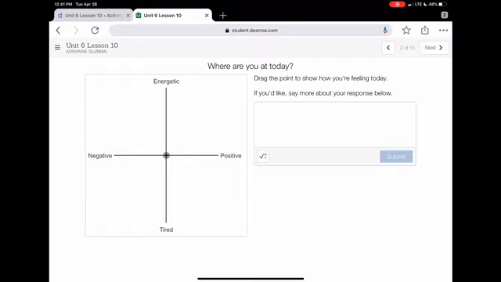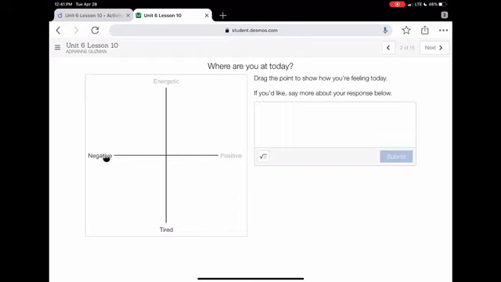So, if you see this point right here, you can actually grab it and drag. But if you notice, on the right hand side over here it says positive. Up here is energetic, down here tired, negative. Tell me where you're at. You could be feeling positive but a little tired. So maybe I'm really positive but I'm really tired, so I would put my point here.